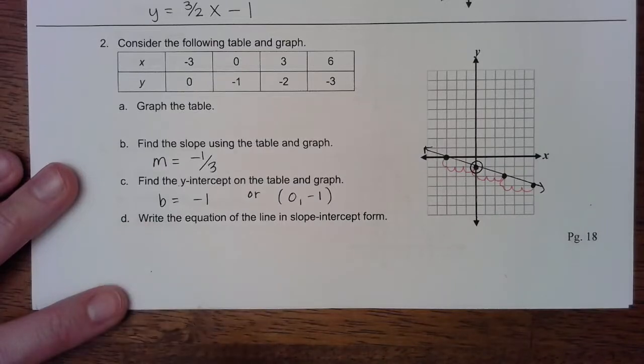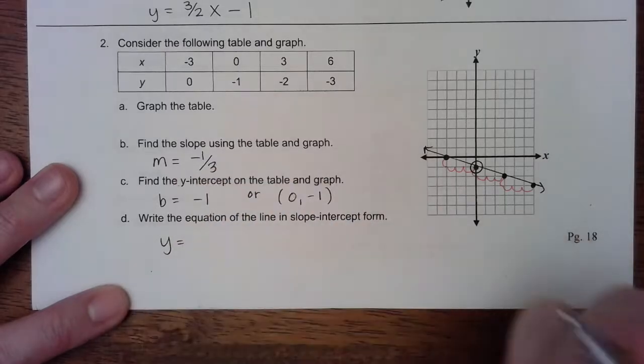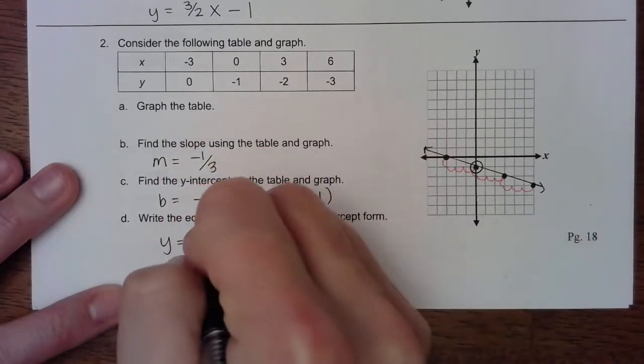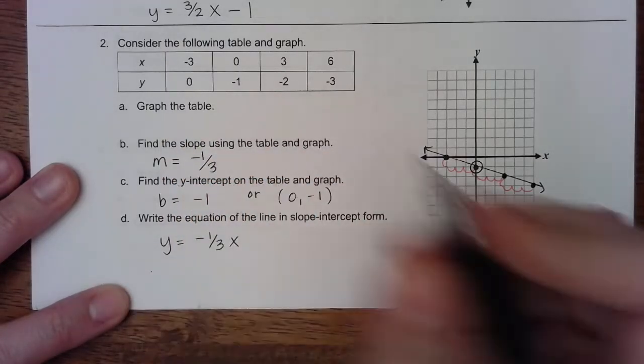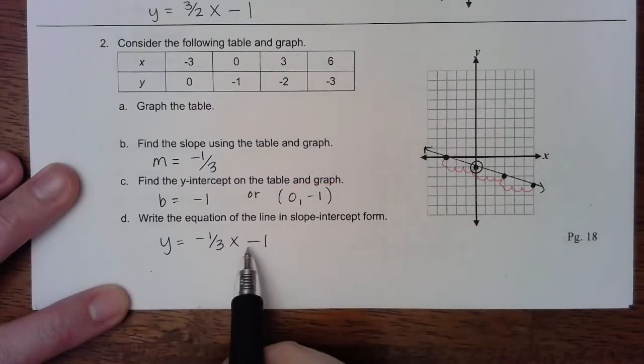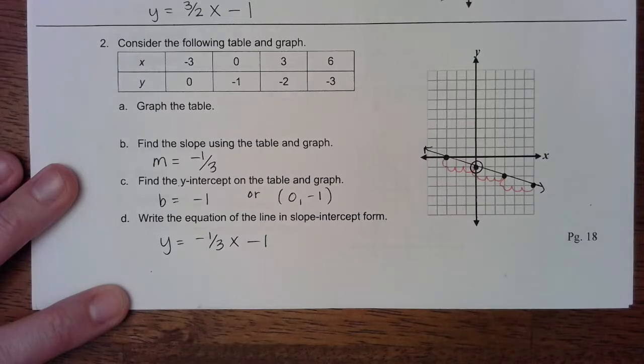And so for D, when I write the equation of the line in slope-intercept form, remember, to write the equation of a line in slope-intercept form, I only need two things. I need to know the m, negative 1/3 x, and then it's plus b, but in this one, the b is a negative number, so anytime it's a negative number, you're going to switch the plus to minus.